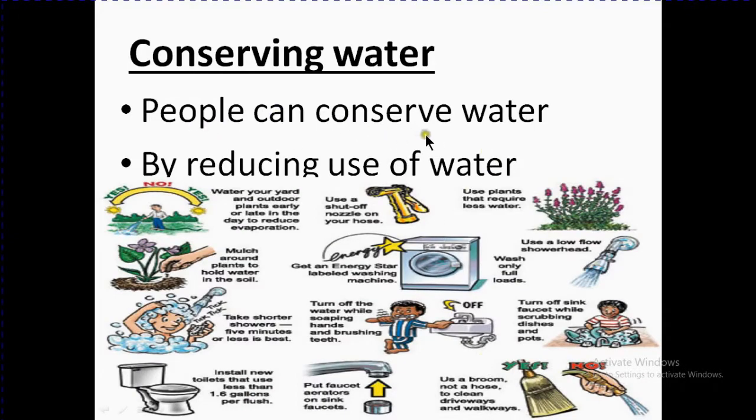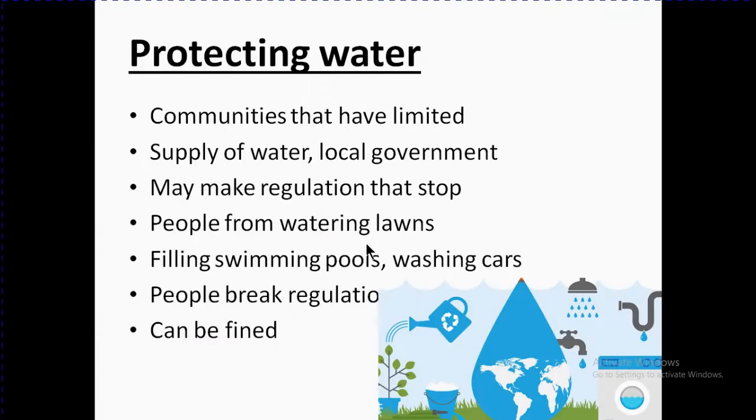Conserving water. People can conserve water by reducing their use of water. For example, watering the plants, washing, and bathing for less time. Instead of leaving the tap on while brushing your teeth, it's better to turn it off and then wash. Another way is to install new toilets that use less than 1.6 gallons per flush. So in this way you can conserve water or reduce the amount of water in your daily usage.